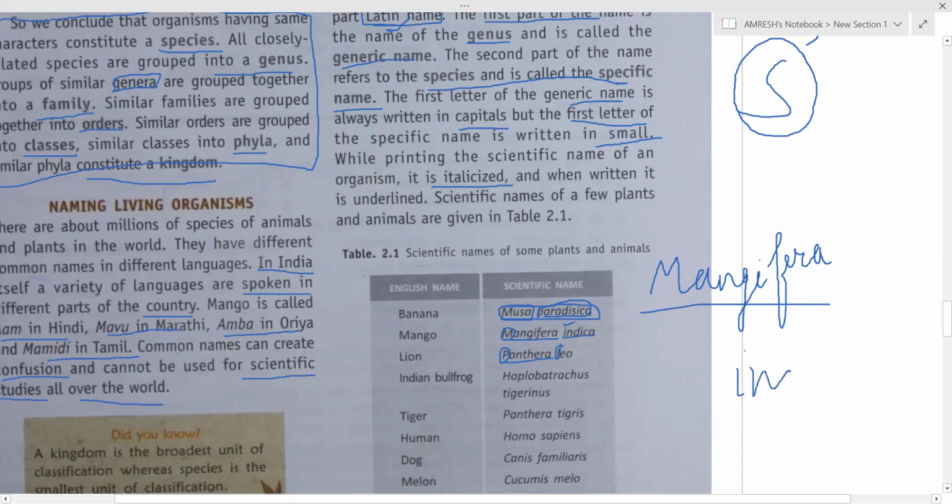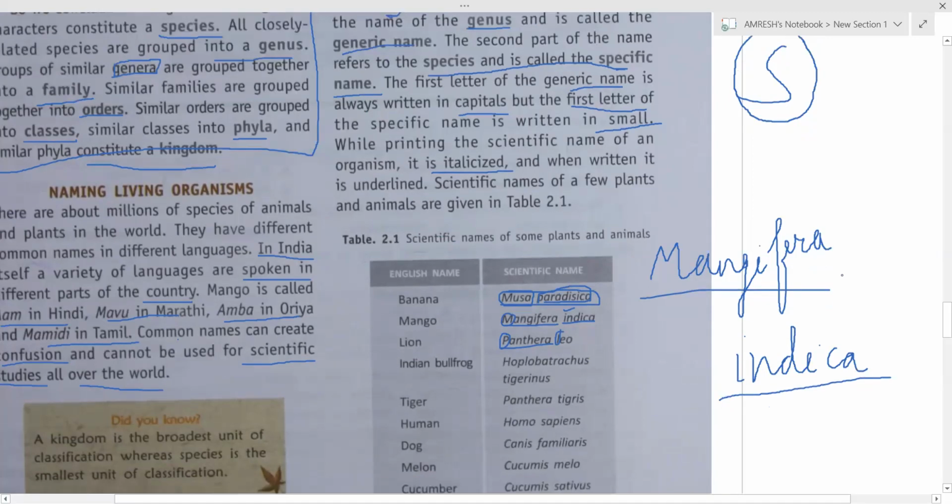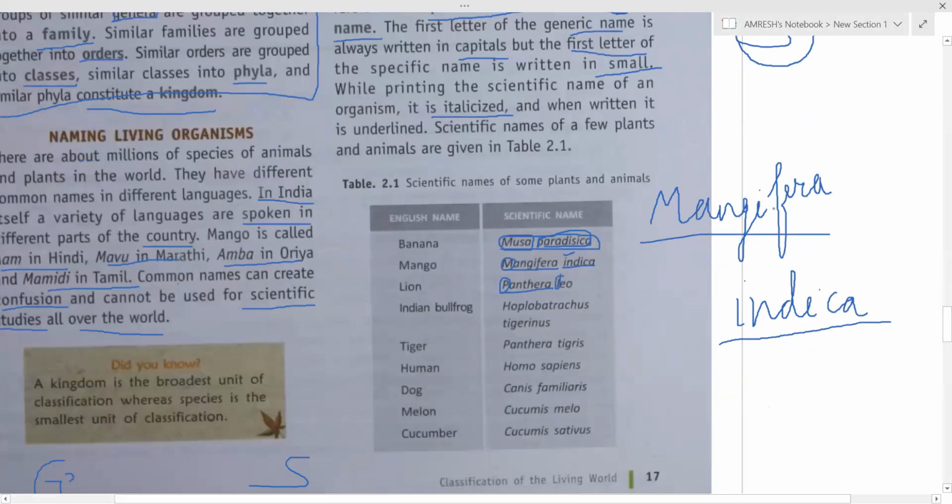You have to write it in one line. Space is not there. I have to underline it while writing in the copy. When you are writing, you have to underline it. Banana is Musa paradisica. Mango is Mangifera indica. Lion is Panthera leo. Indian bullfrog.